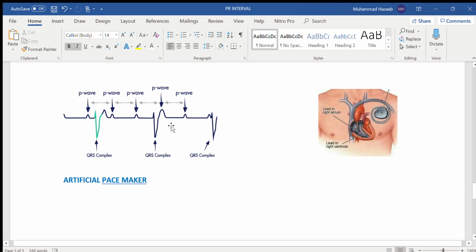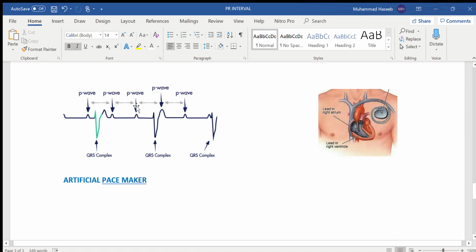But there is no relation, no sequence between P and the QRS. Here you will see the P is far away from the QRS. Here you will see the P is there but no QRS. Here P is very close to the QRS. Here P, no QRS. Here P is far away from the QRS.